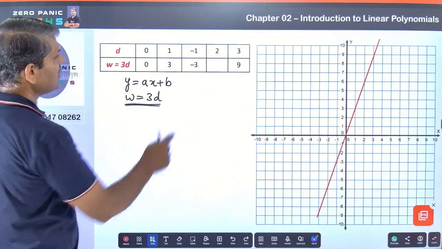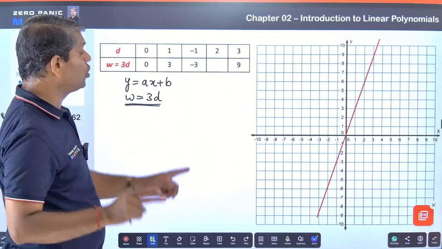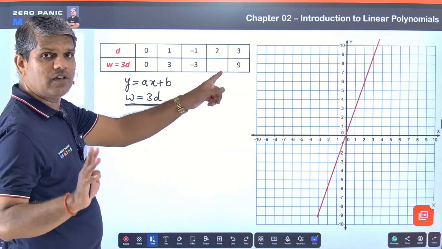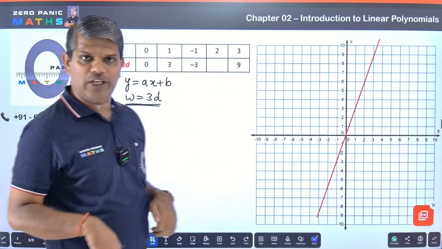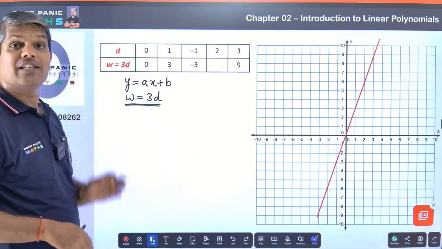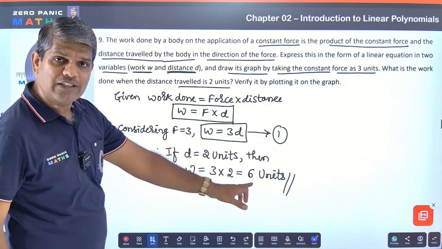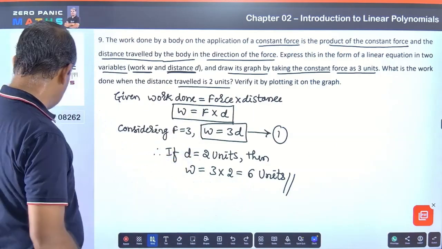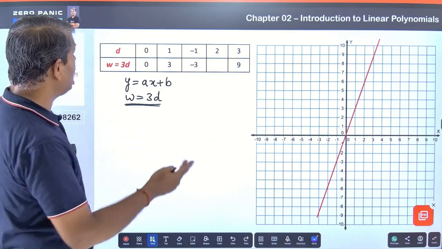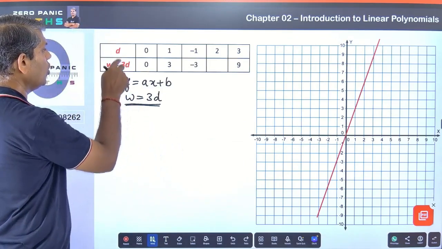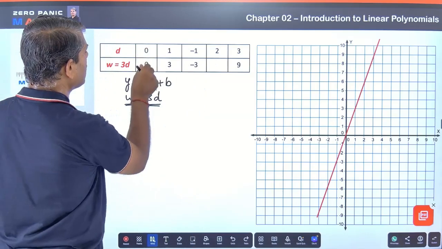But here in this, I have not substituted the value of D. D is equal to 2. What is W? I have not calculated this, but through the graph I have to prove it. Okay, that it will be 6 units, because theoretically we have proved that it is 6 units. Let us see whether in the graph also, when you put D is equal to 2, you are going to get W is equal to 6 or not. Okay, let us plot these coordinate points.